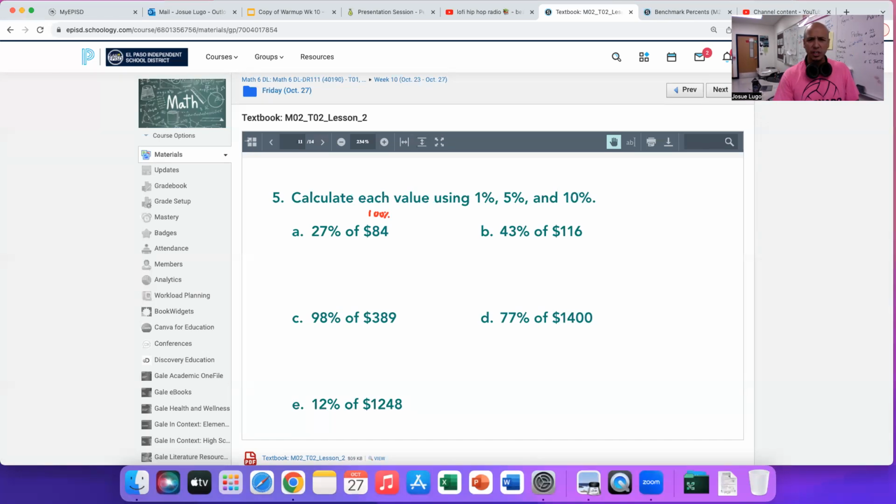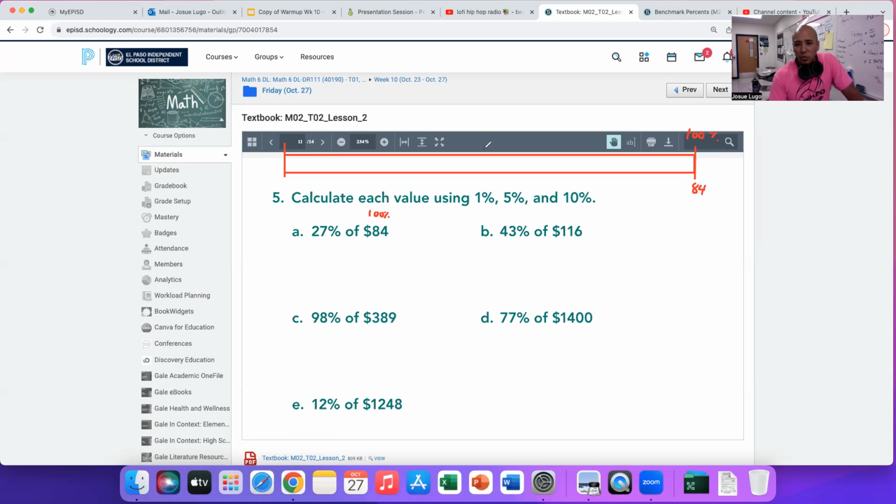So let's go ahead and create our double number line. I'm going to do this up here, and I encourage you to do so in your notebook as well. Remember that over here on the side, we have our 0%, so that's nothing. And over here, we have our 100%. Once again, our 100% is $84.